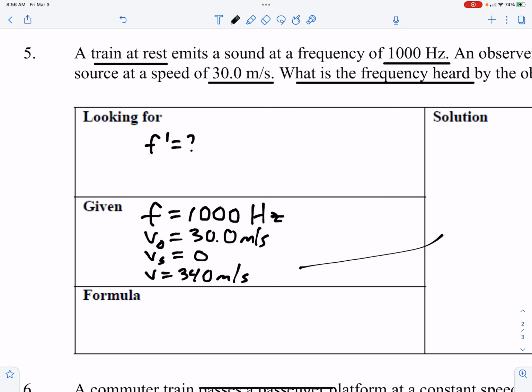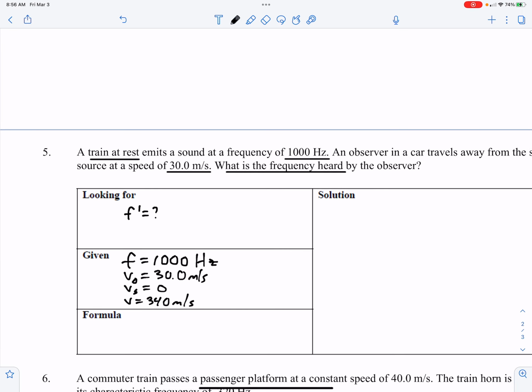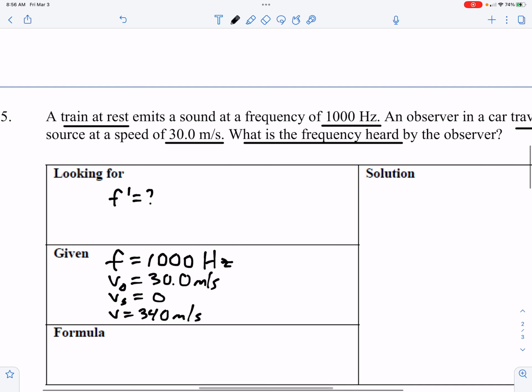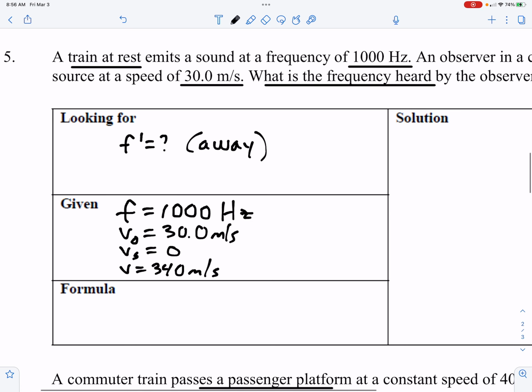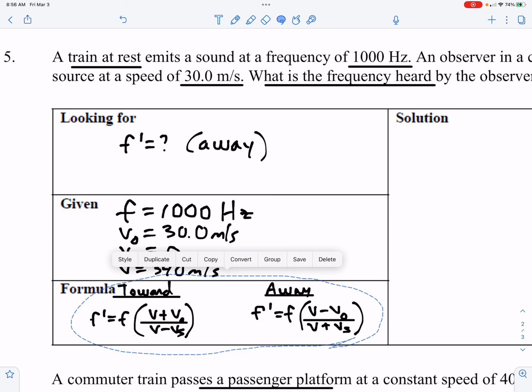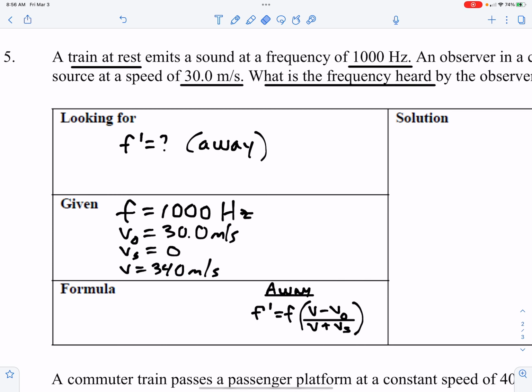As the car is going away from the sound, we're going to find out what it sounds like. Now, we should know that it should be less than 1,000 hertz, the actual frequency of the train whistle, because you're going away from the train, so you should notice something a little bit less. How much less? Let's find out. Let's calculate that. Now, which of these two formulas do we want? Specifically, we want the away version of the equation.